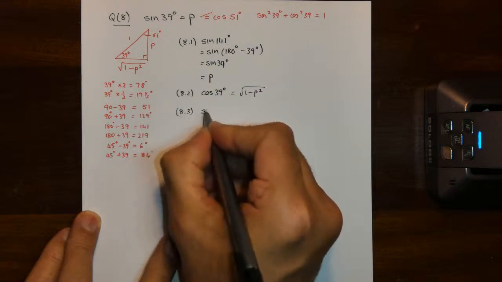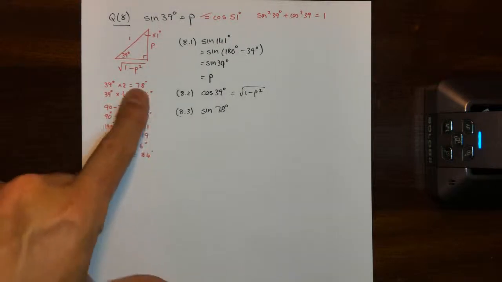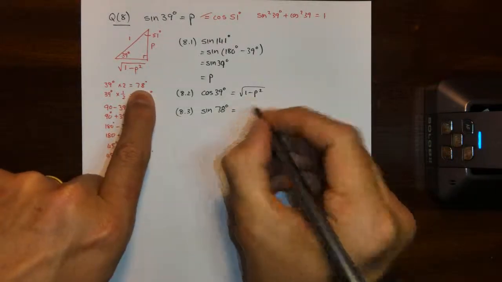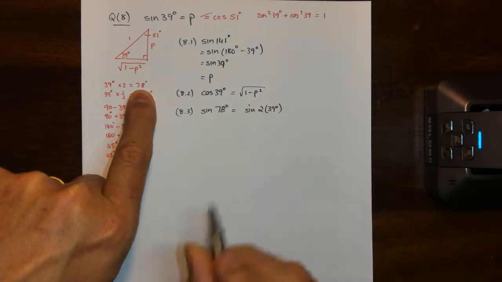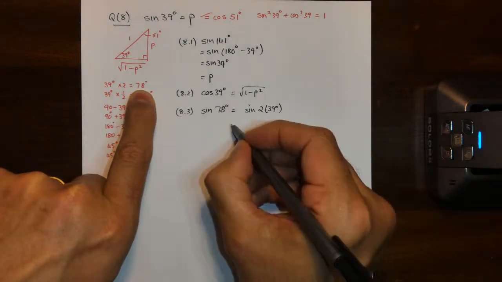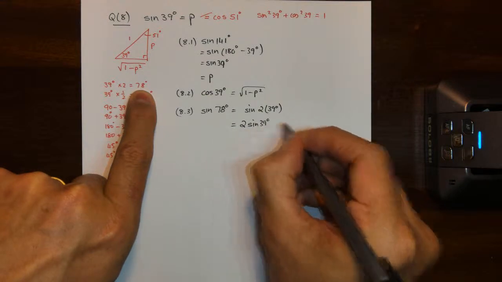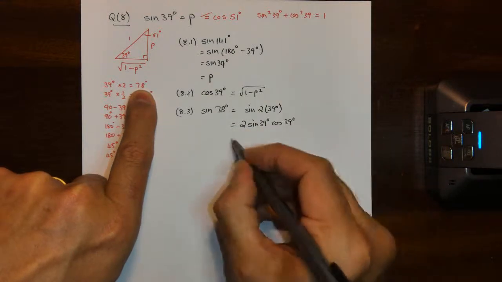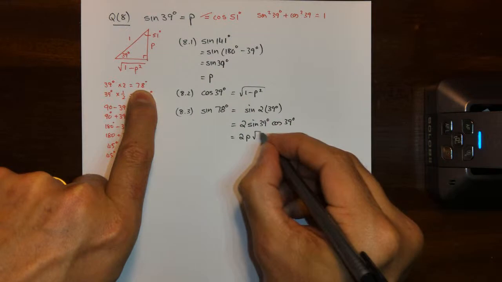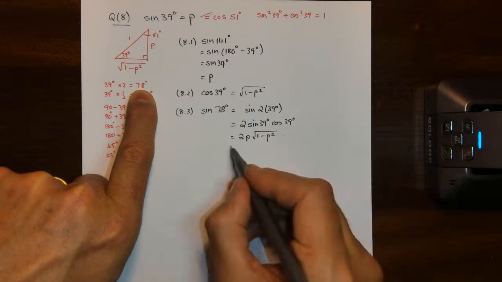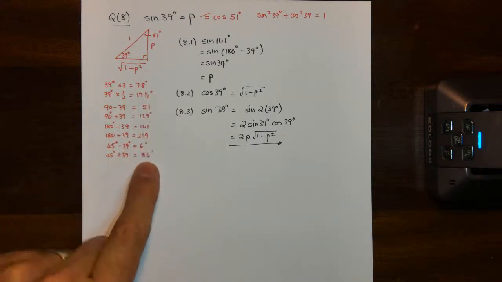8.3. The sine of 78 degrees. Now, do we have 78 degrees here? Yes, we do. That comes from the sine of twice 39 degrees, the double angle relationship, which then expands as twice the sine of 39 multiplied by the cosine of 39. The sine of 39 you have, it's p. The cosine of 39 you just calculated, so it's the square root of 1 minus p squared. Can you see how helpful this becomes now?